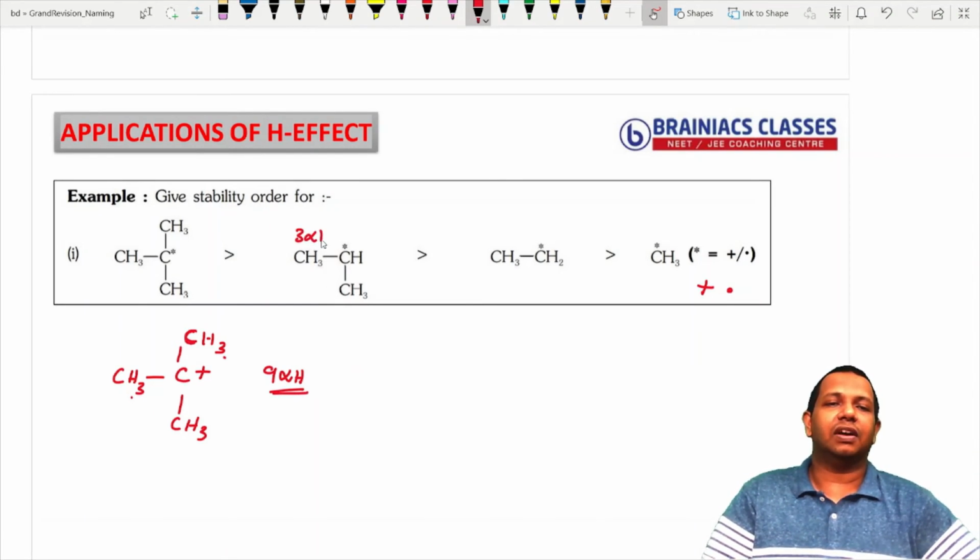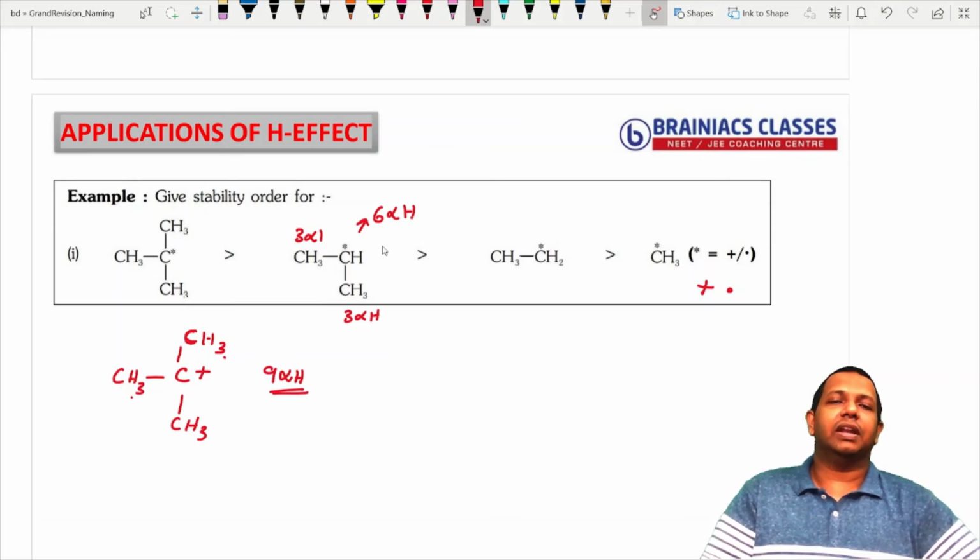Here 3 alpha hydrogen, here also 3 alpha. So totally this is stable by 6 alpha hydrogen. So on comparing this one, this has more number of alpha hydrogen. That is the reason why this is more stable than this one.